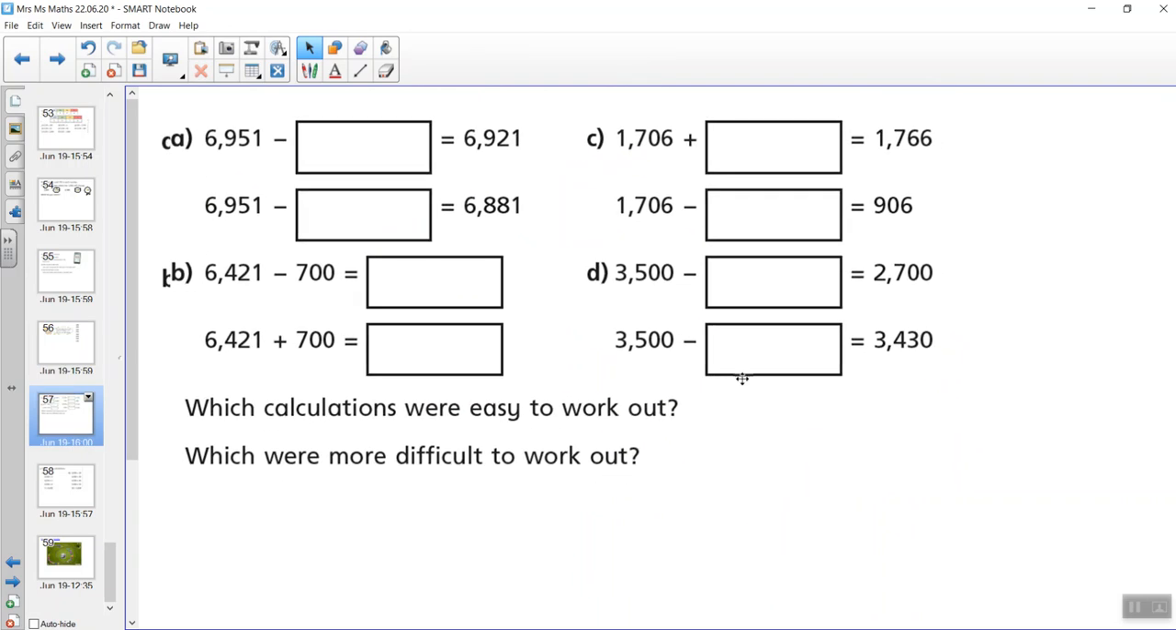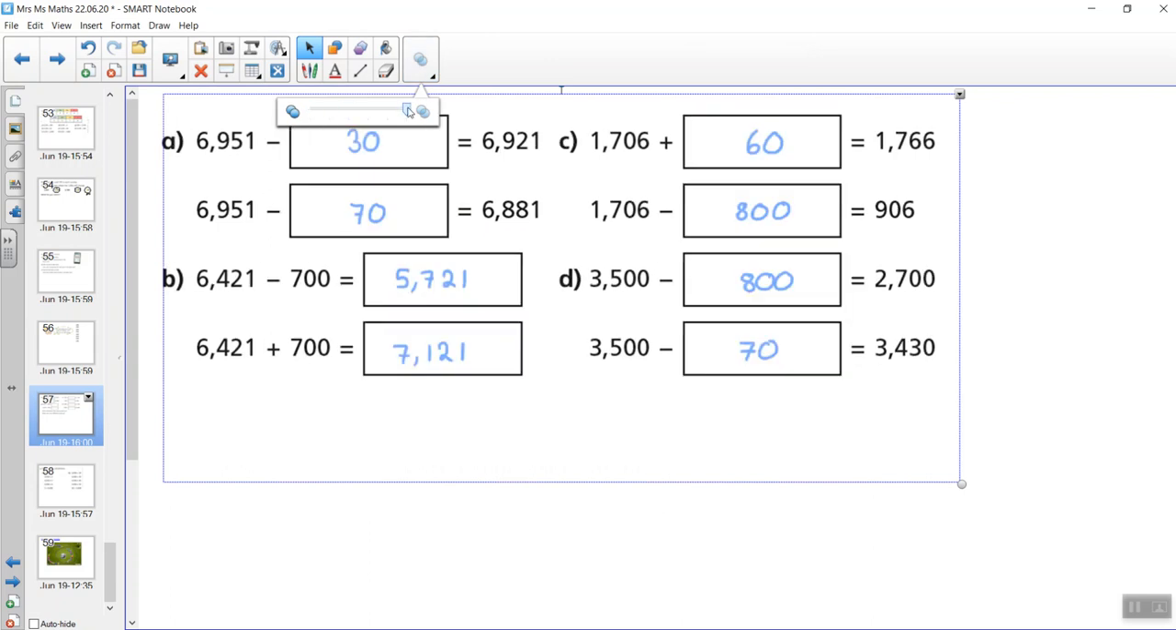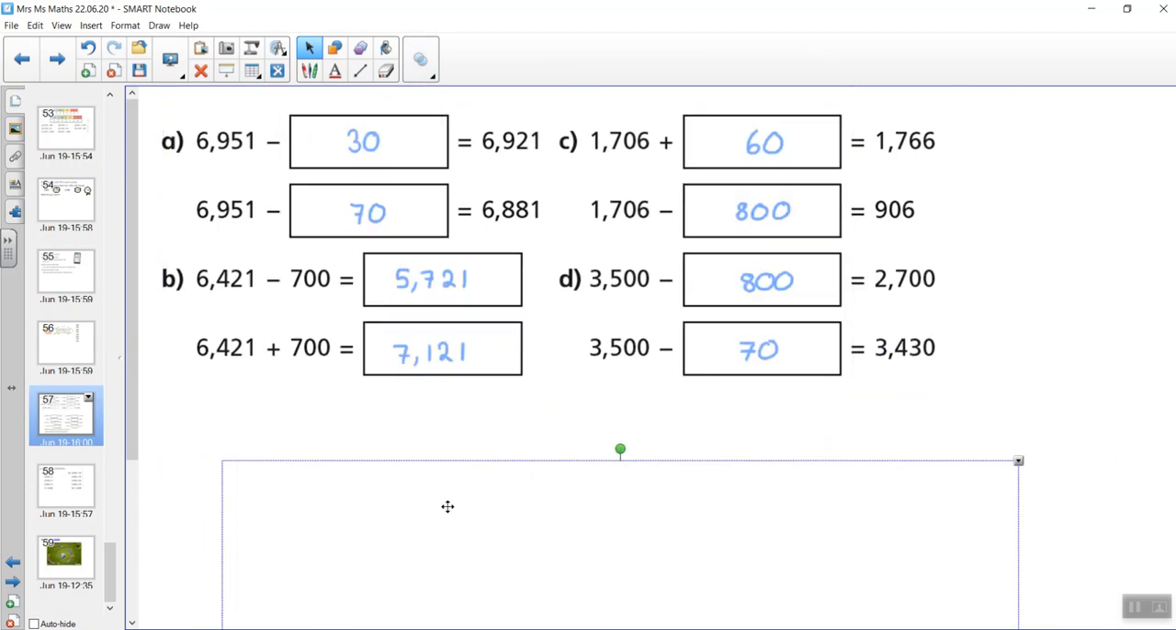Okay, so here's a few more for you to try. Pause the video and have a go, thinking about the tens, the hundreds, and the thousands places. Okay, so it says which calculations were easy to work out and which ones were more difficult to work out. Well, let's have a look at the answers. There we go. So, which ones were the easiest ones to work out and which ones were the hardest ones to work out?